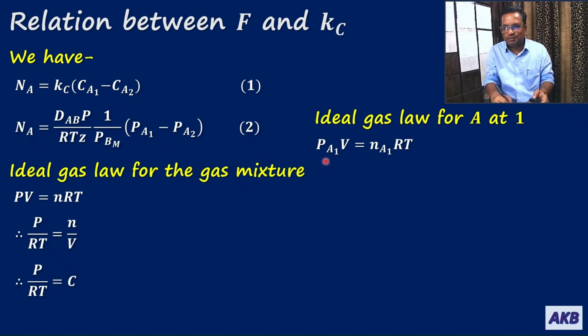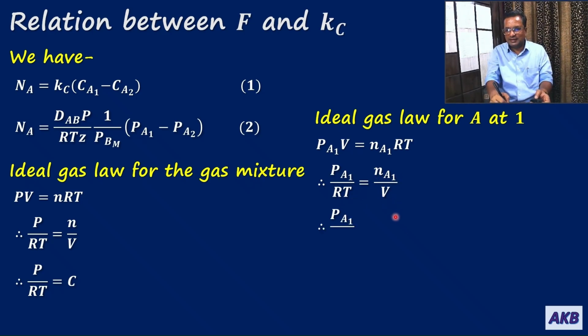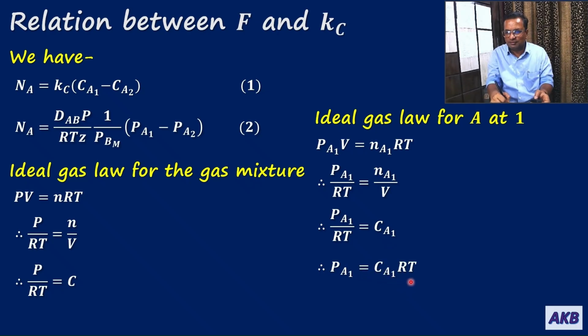So the ideal gas law will be PA1 into V, partial pressure of A at 1 into volume, equal to moles of A at 1 into R into T. That is, PA1 upon RT is NA1 upon V. PA1 upon RT is equal to moles of A at 1 per unit volume, and that is nothing but molar concentration. So therefore PA1 upon RT is CA1, or PA1 is equal to CA1 into RT.